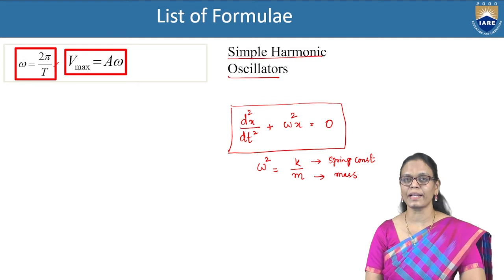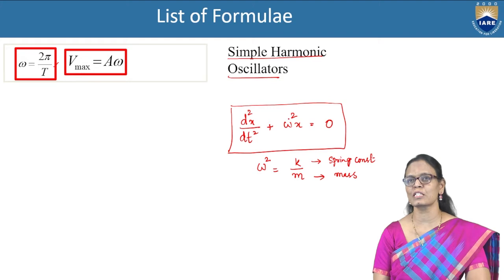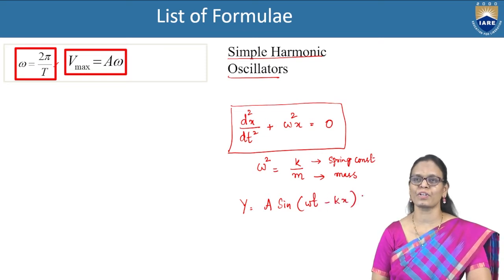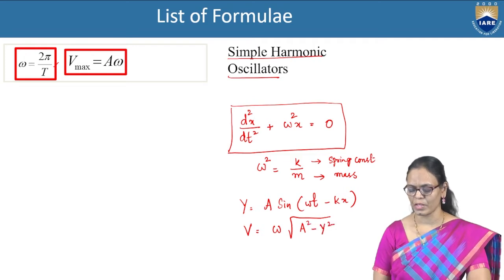Now if we have to calculate the velocity, how do we get to the expression for displacement here? The displacement is given by y is equal to a sine omega t minus kx, the general expression we are going to take. And when we have derived the expression for velocity, we have got v is equal to omega under root a square minus y square. This gives the expression for velocity.